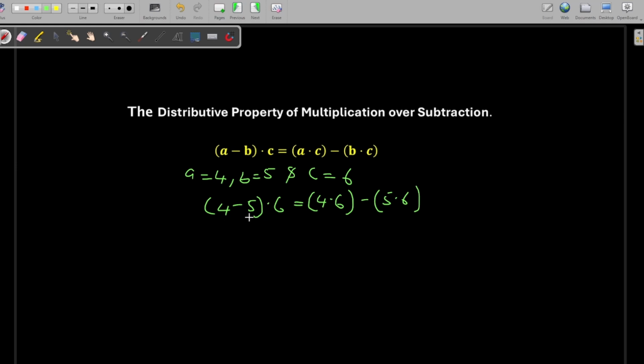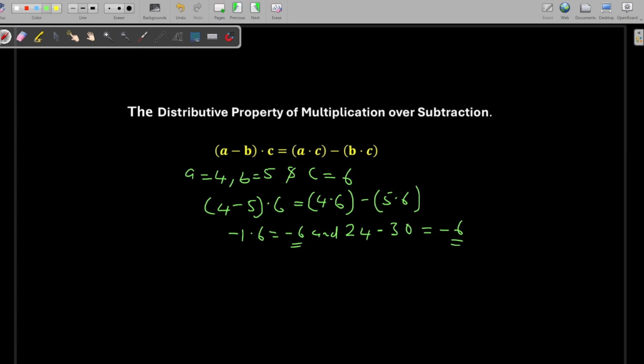So 4 minus 5 will give us minus 1, multiplied by 6, we know is equal to minus 6. And so we have 4 multiplied by 6 will give us what? 24, minus 5 multiplied by 6 will give us 30. And this 24 minus 30 will give us what? Minus 6. As you can see again, we obtain the same result, whether you calculate inside the parentheses first or distribute the product.